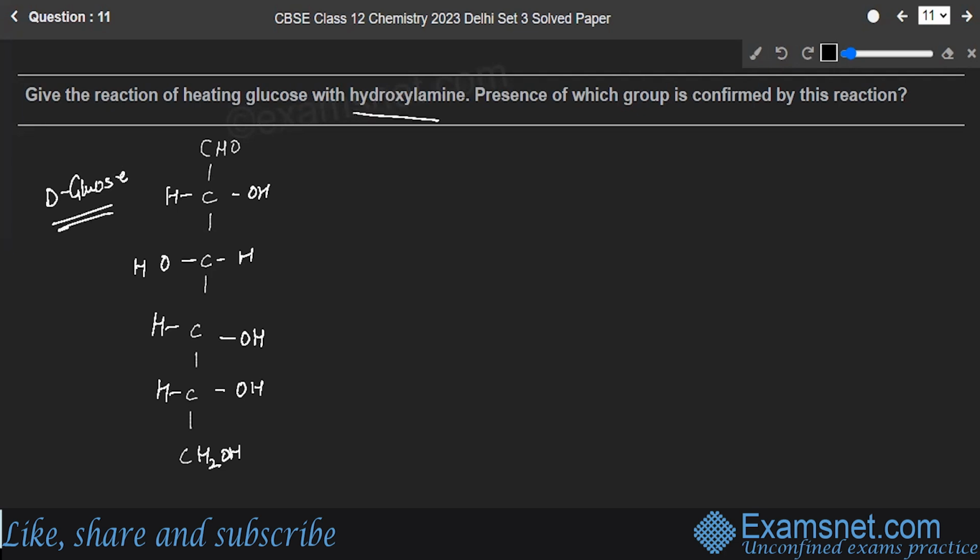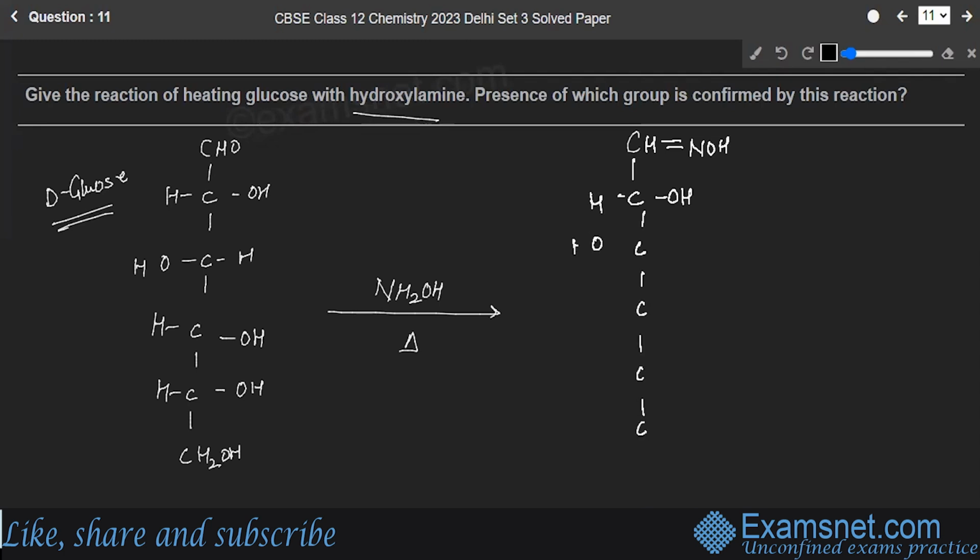Now its reaction with hydroxylamine, heated, gives you the compound CHNOH, COH, C, H, OH, H, H, and here is CH2OH, OH, OH, and H. This is glucose oxime. So an oxime hydroxyl group is present, which is attached to the nitrogen of the imine group over here. Hope you're clear with this question.